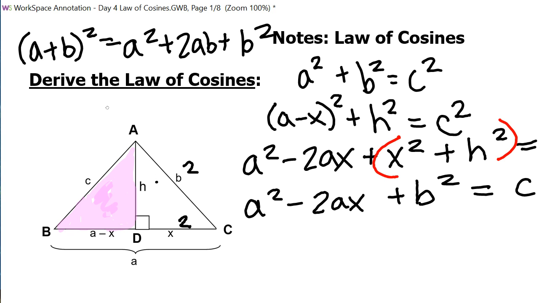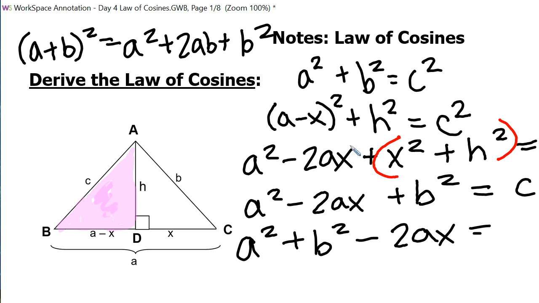Now the next thing I want to do is just use the commutative property of addition. I want to get the a squared and b squared out front so it looks better, like standard form. A squared plus b squared minus 2ax equals c squared. We're almost there. Hit the pause button for a second. So we're pausing over here.